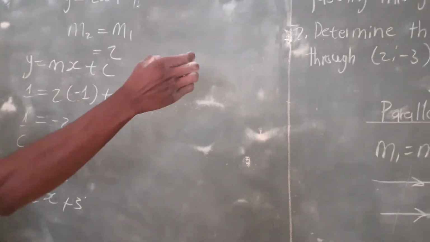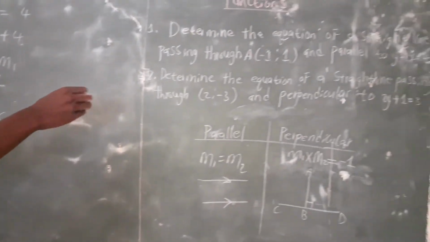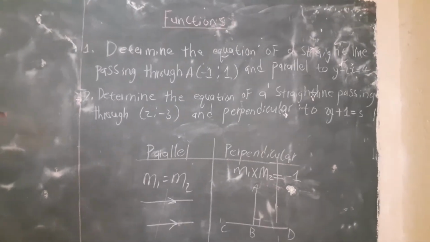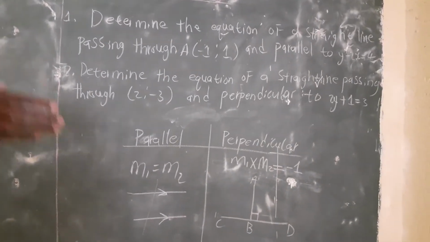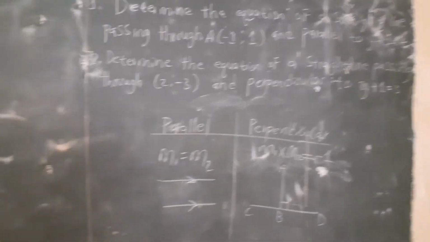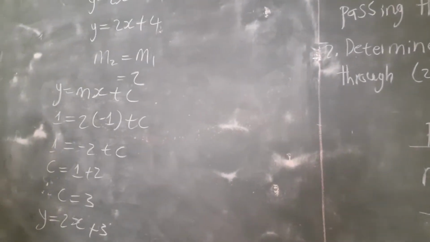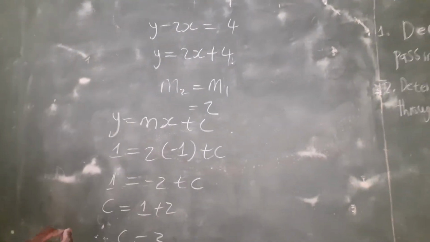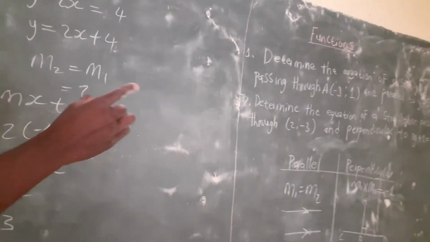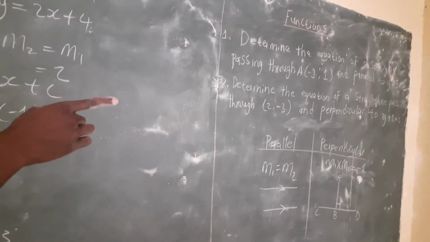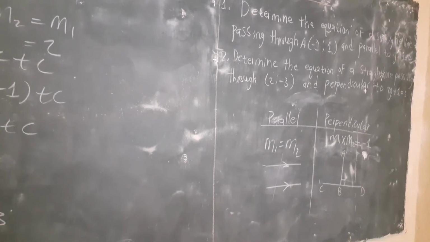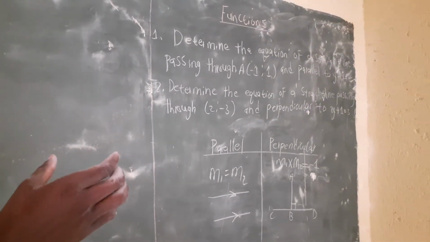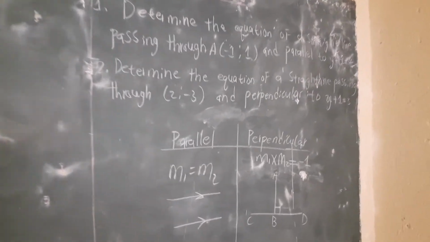Now going to the next example, we have the equation saying determine the equation of a straight line passing through this point and perpendicular to that line. Now we're saying that the gradient of perpendicular lines, when you multiply them, they must give you a product of -1. It means from that we can determine the gradient. Remember, we are saying the gradient is at a value, or it is at a variable x.